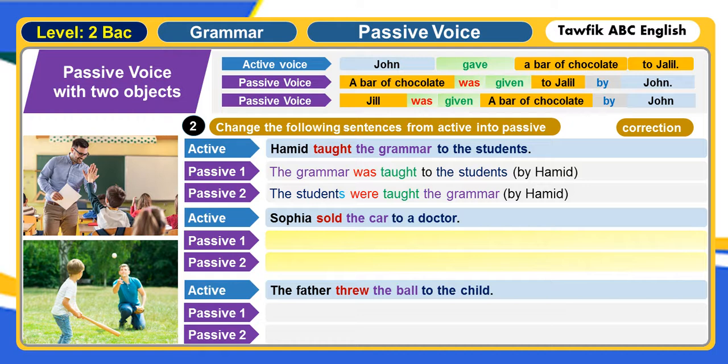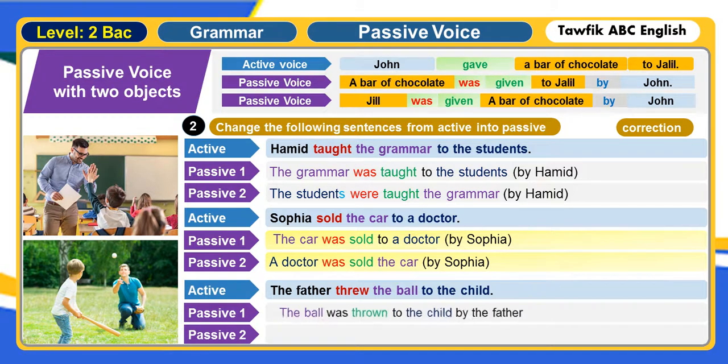Number 2, Sophia sold the car to a doctor. So the car was sold to a doctor by Sophia, or a doctor was sold the car by Sophia. The father threw the ball to the child. The ball was thrown to the child by the father, or the child was thrown the ball by the father, right? I hope that you have understood how we change sentences with two objects from active into passive.